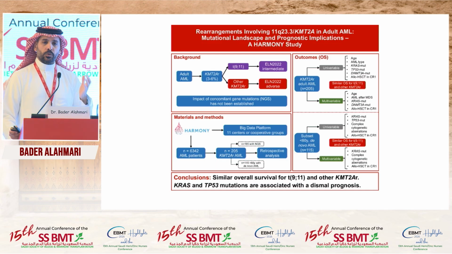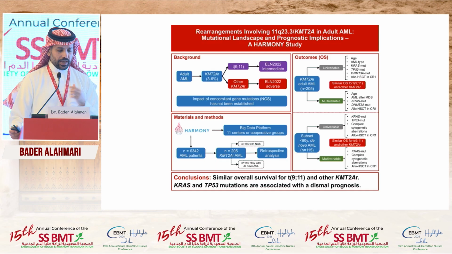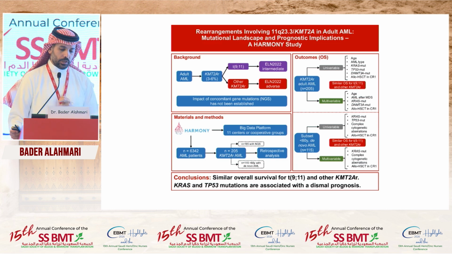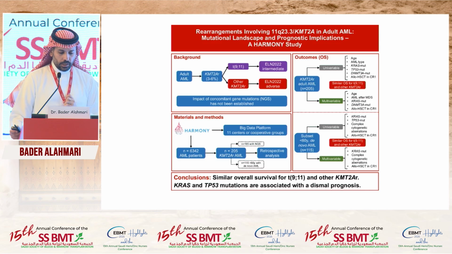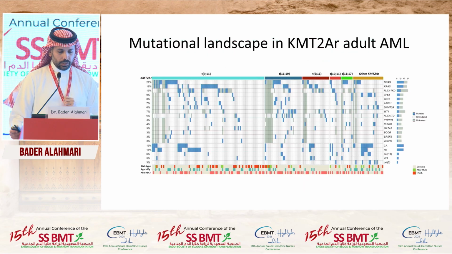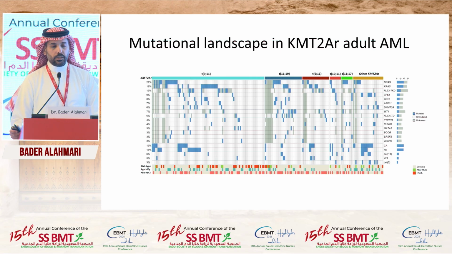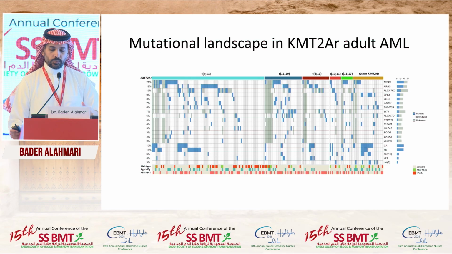Again, data from the HARMONY registry, the European-based registry, they extracted patients with KMT2. They found that only 3 to 6% of all AML cases in Europe are actually KMT2 rearranged. And then they tried to extract their data and analyze them. What they found is that the most common co-mutation is actually NRAS and KRAS mutation, followed by FLT3 TKD.